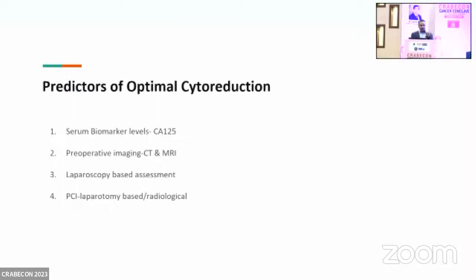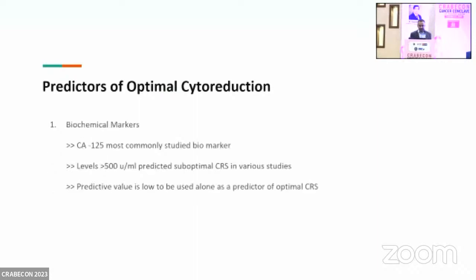So what are the predictors of optimal cytoreduction? There are 4 predictors. First is the serum biomarker level. Second is the preoperative imaging. Third is the laparoscopic assessment. Fourth is the PCI, or peritoneal carcinomatosis index. The most commonly used biomarker is CA125, and levels greater than 500 predicted a suboptimal resection in the majority of cases. But if CA125 is used alone, it has a very low predictive value.